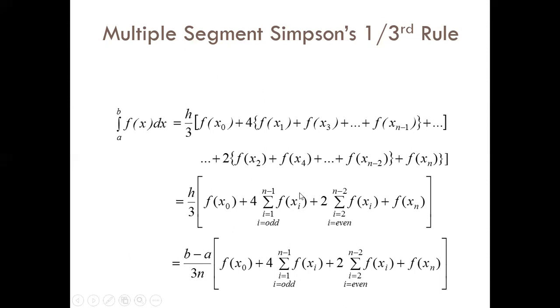That is all the odd terms, plus 2 into summation of i equals 2 to n minus 2 of f of xi. That is the summation of all the even terms, plus f of xn, that is the final term or the last term. Then h is b minus a upon 3n, where h is nothing but b minus a upon n.